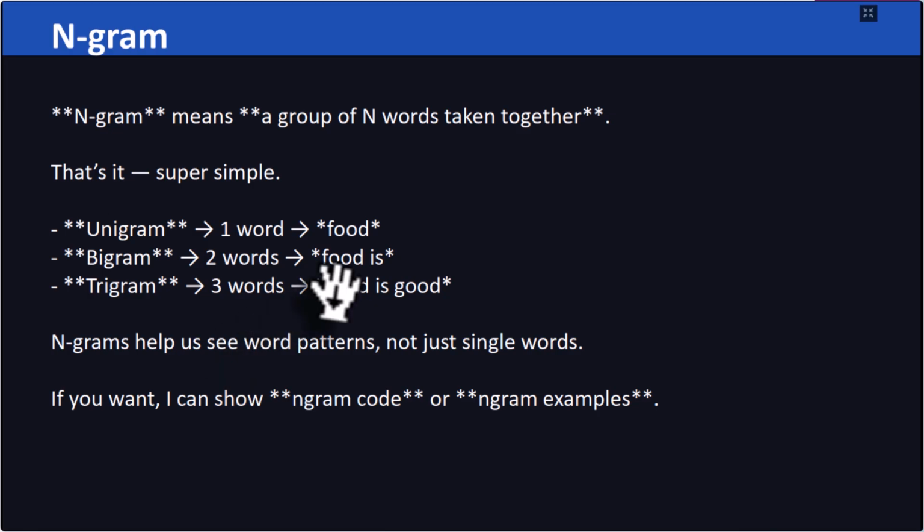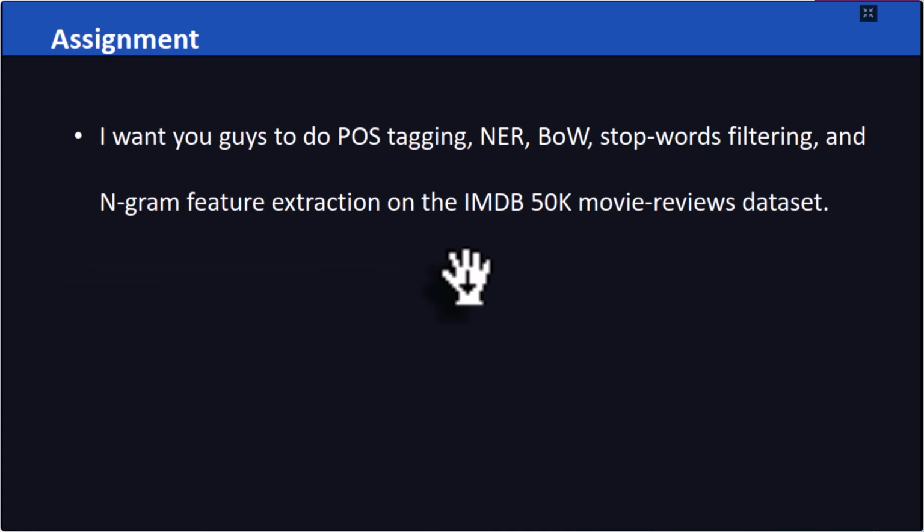Okay, here. And just one more thing I want to tell you about the assignment. I also solved the assignment by myself just to give you more understanding. So I want you guys to do POS, NER, BoW, stopwords filtering, and also n-gram on the IMDB 50K movie review dataset.